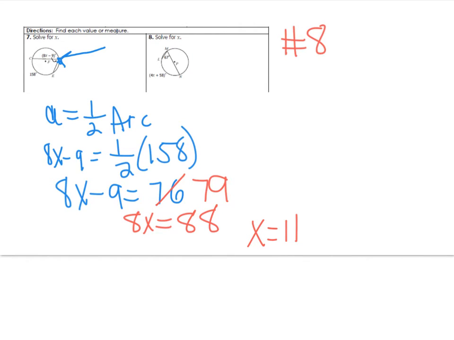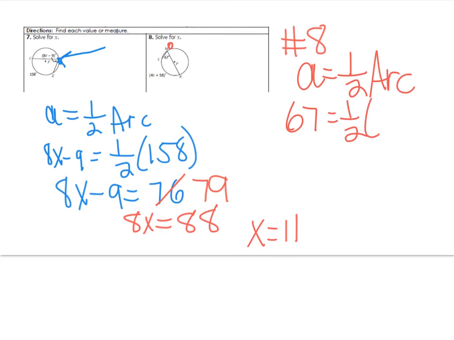For number 8, I can see that angle M is on the circle, so I'm going to use my formula. The angle is equal to half the arc. I'm going to substitute in the given information. The angle is 67 degrees, and that's equal to half the arc. And the arc is represented by 4x plus 58.